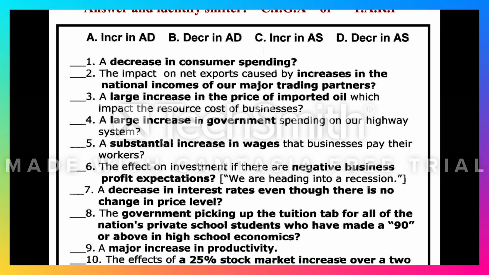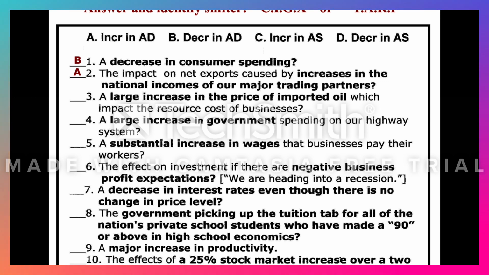All right, let's go through the answers. The first one, decrease in consumer spending, is B, decrease in aggregate demand. That one's pretty clear. Number two is A. Sometimes people get tripped up with this one, but remember, we want our neighbors, our trading partners, to do well, because then they'll buy more stuff made in America. Again, remember, that also includes services. It doesn't just have to be goods.